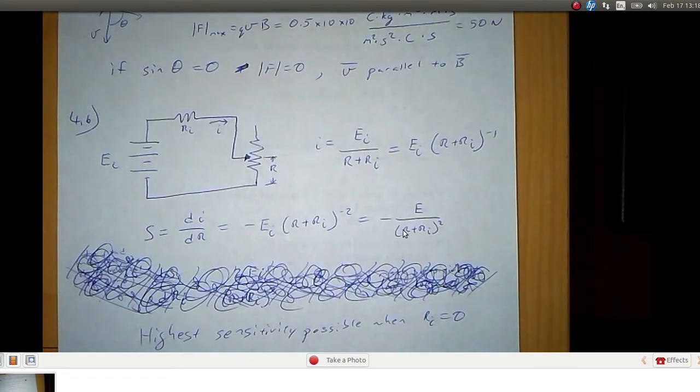If we look at this expression, the biggest value that we can have for sensitivity, if Ri is a variable, would be if Ri is 0. That would just be E over R squared. So the highest sensitivity possible is when Ri is equal to 0.